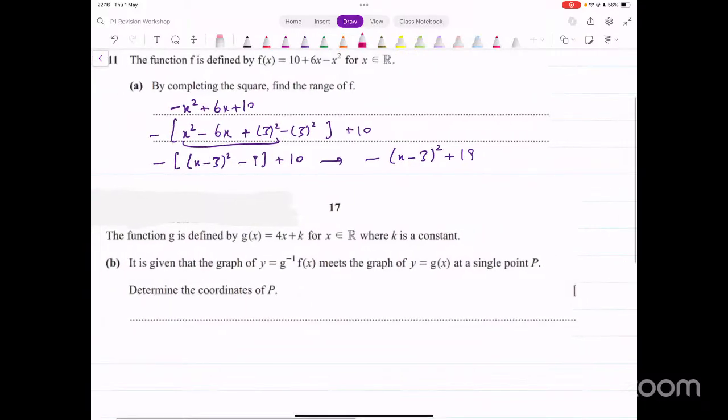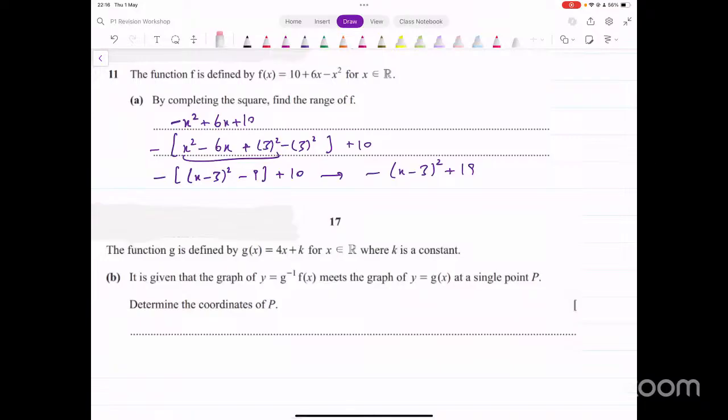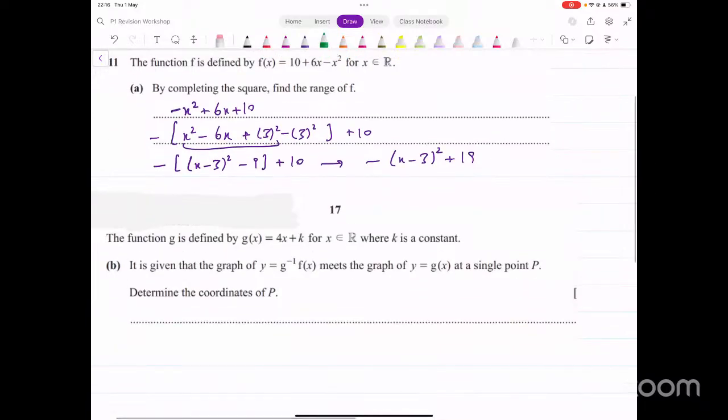Now, it's an n-shaped function, so it will have a maximum value. The function is going to look like this. It has a maximum value. What's that maximum point? X coordinate is 3, and the y coordinate is 19. So what's the range of this function then? Less than or equal to 19. So you say the range of this function therefore is y less than or equal to 19. That's the range of the function because the domain is all real values.